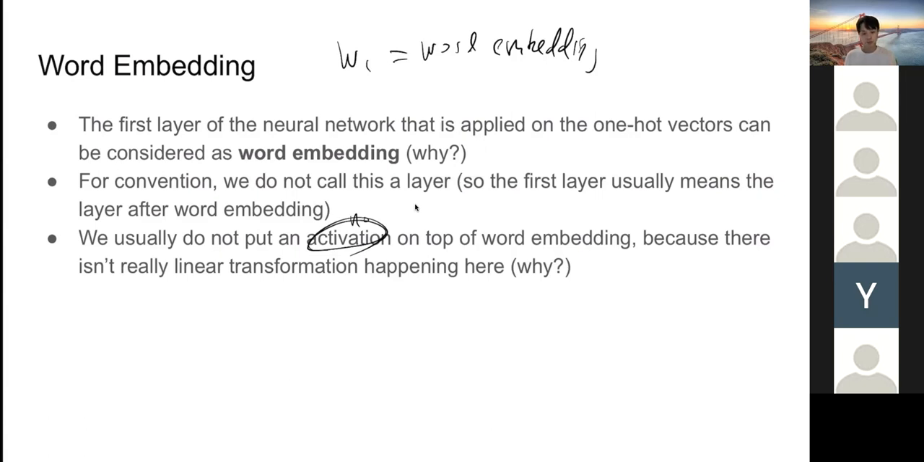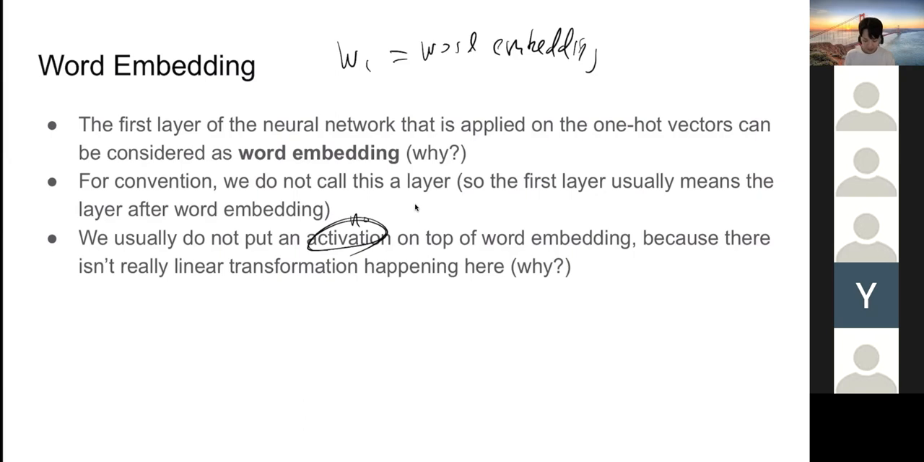But I wanted to point this out because word embedding is technically a linear layer with one-hot vector inputs. But we just have conventions that we're not calling that a layer. And also we don't put activation on top of it. So it's a bit different from other layers.